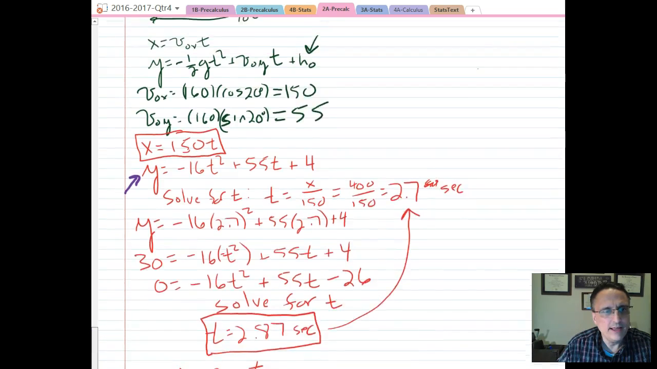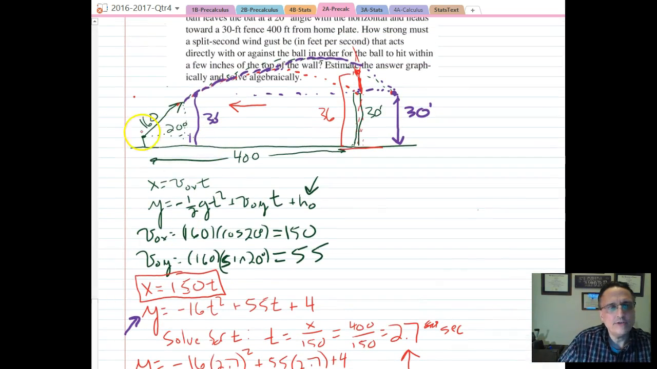If I do that, that means that the ball is going to take a trajectory where it's going to hit the top of the wall. Because remember, at 2.87, the ball is going to be 30 feet above the ground. If I can slow its velocity in the x direction, though, it'll be at the top of the wall.